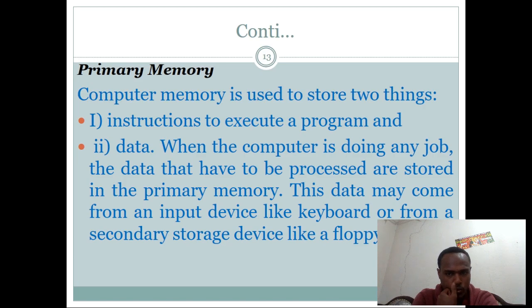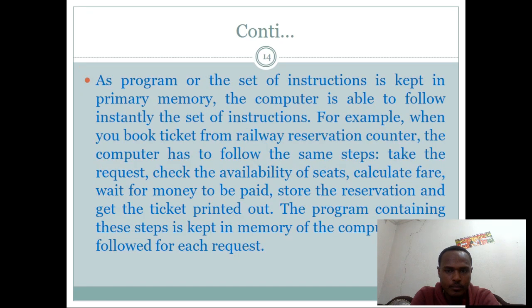Computer memory is used to store two things: instructions to execute a program and data. When the computer is doing any job, the data that have to be processed are stored in primary memory. This data may come from an input device like a keyboard or from a secondary storage device like a floppy disk. As the program, or the set of instructions, is kept in primary memory, the computer is able to follow the set of instructions instantly.